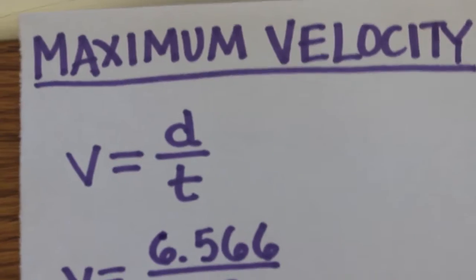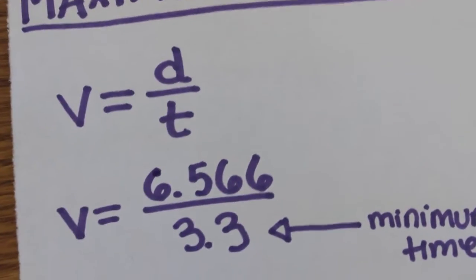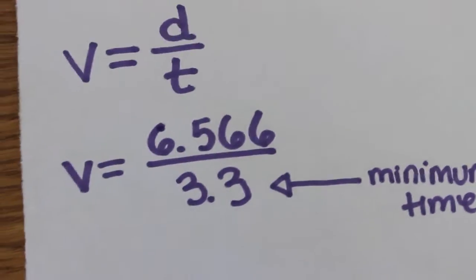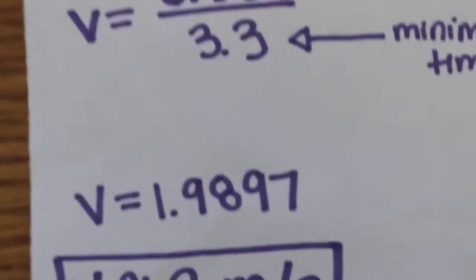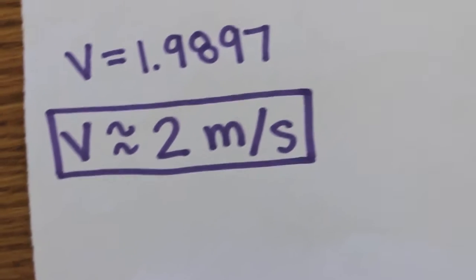To find the maximum velocity, we use v equals d over t. And for distance, we use 6.566 meters, and for time, we use the minimum time because we want it to be going the fastest, so it's 3.3 seconds. So we get 1.9897 meters per second, or approximately 2 meters per second.